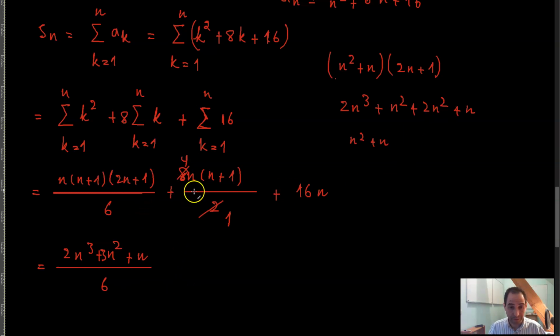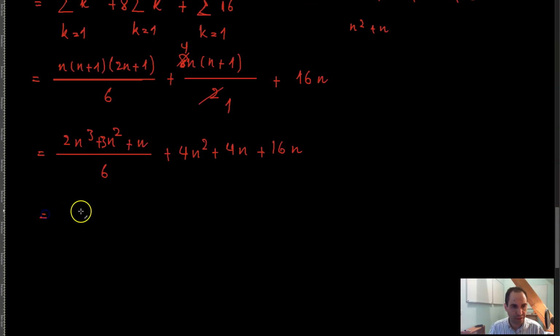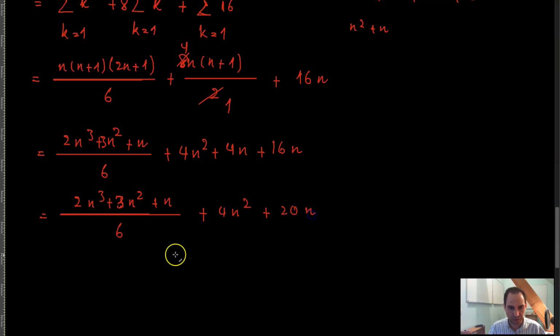So that's basically n^2 + n. So that's plus 4 times n^2 + 4 times n plus 16 times n, which is the same thing as basically (2n^3 + 3n^2 + n) divided by 6, plus 4n^2 + 20n.